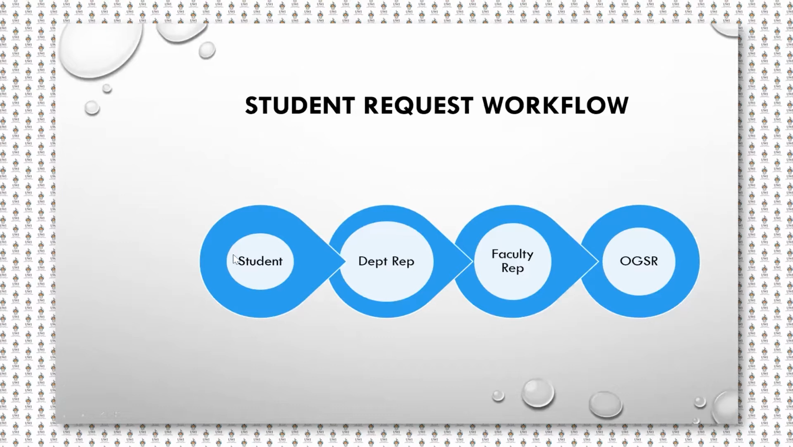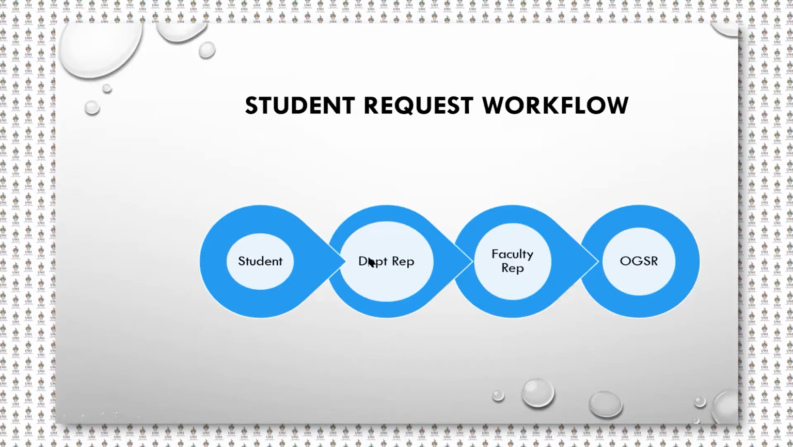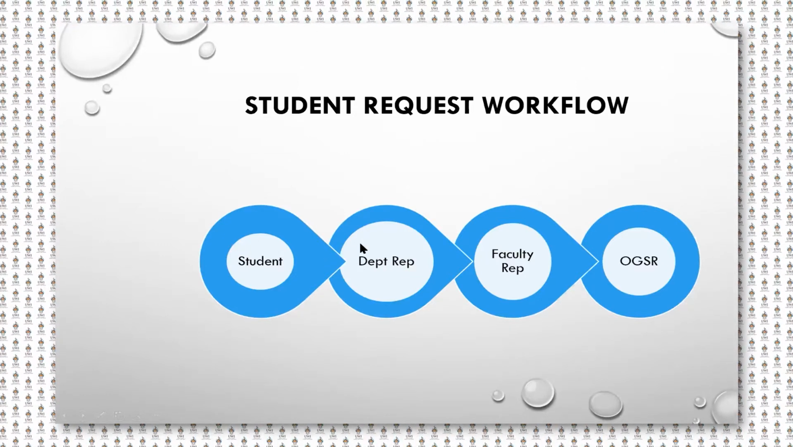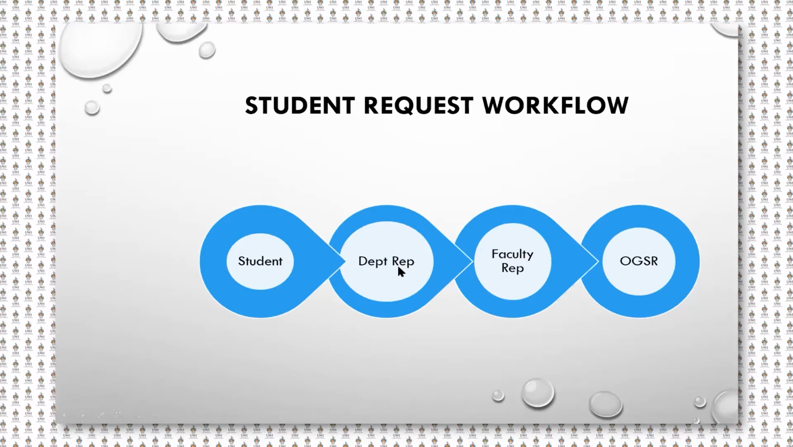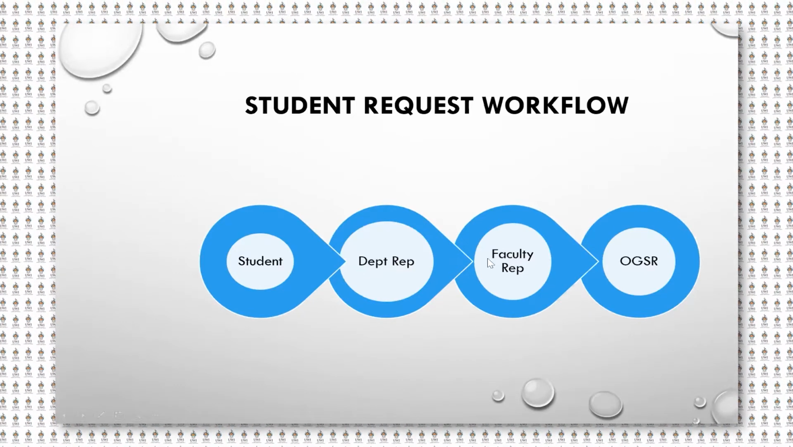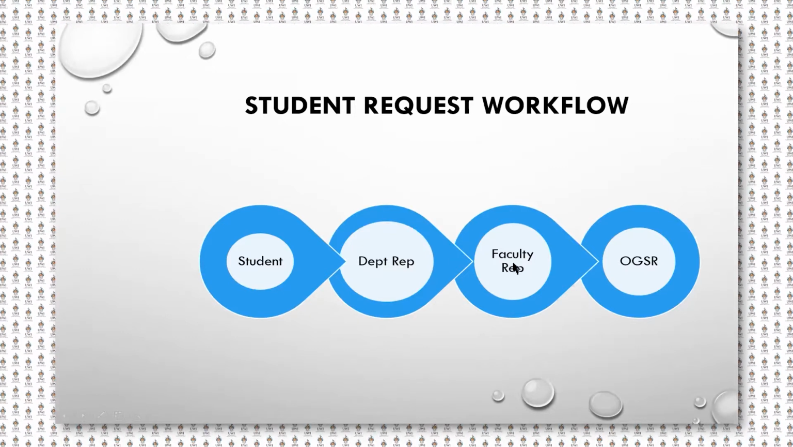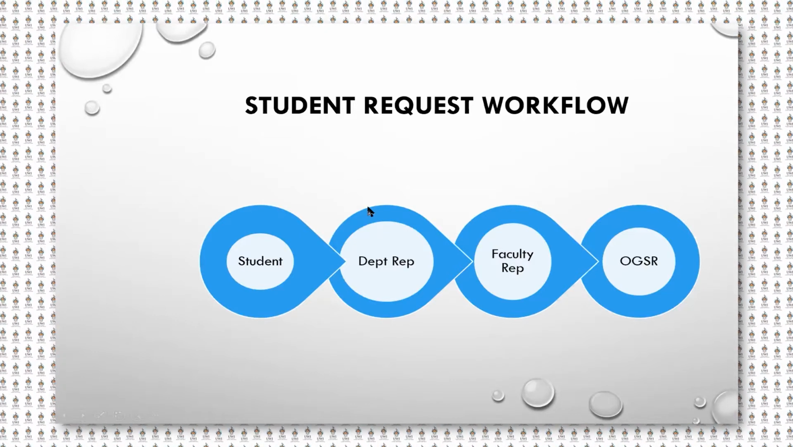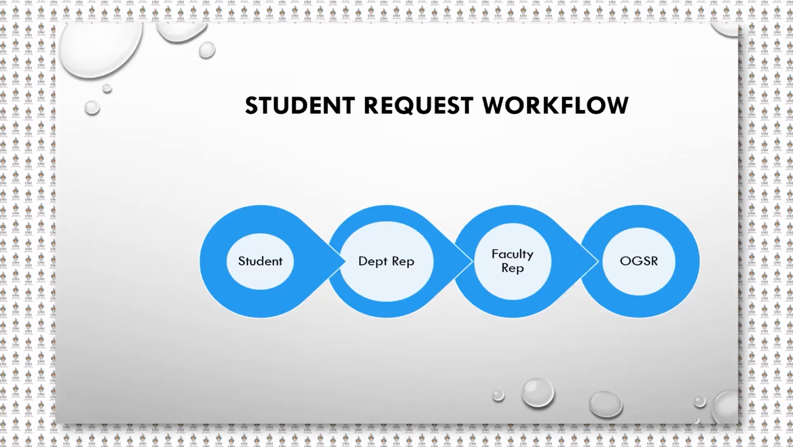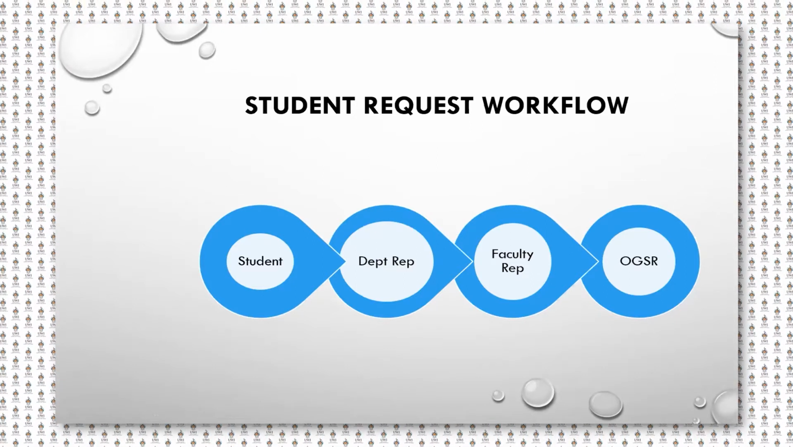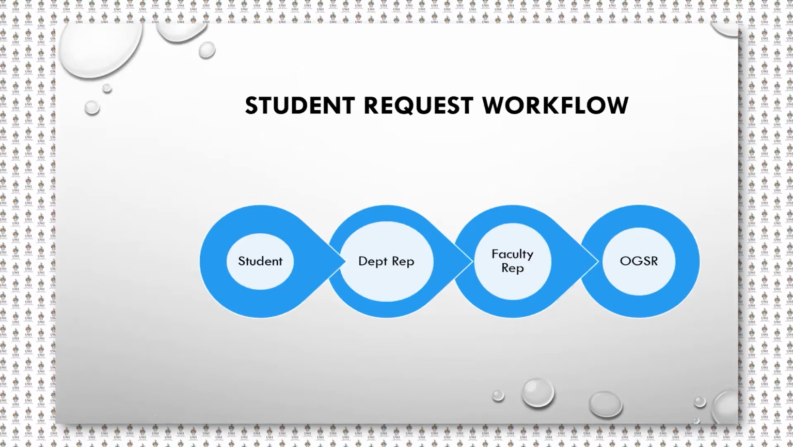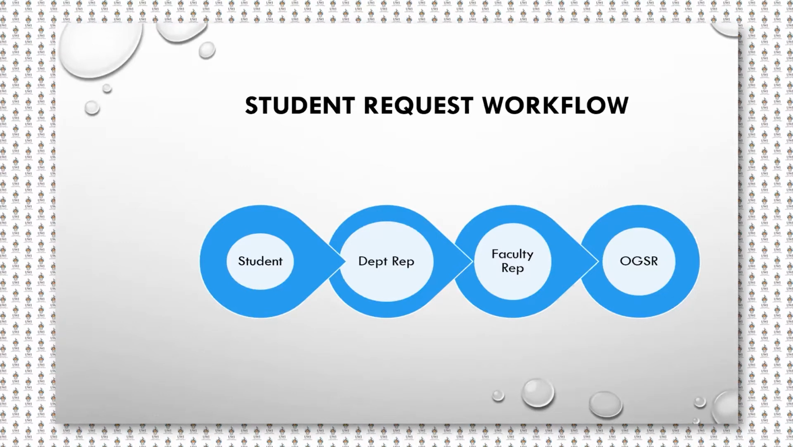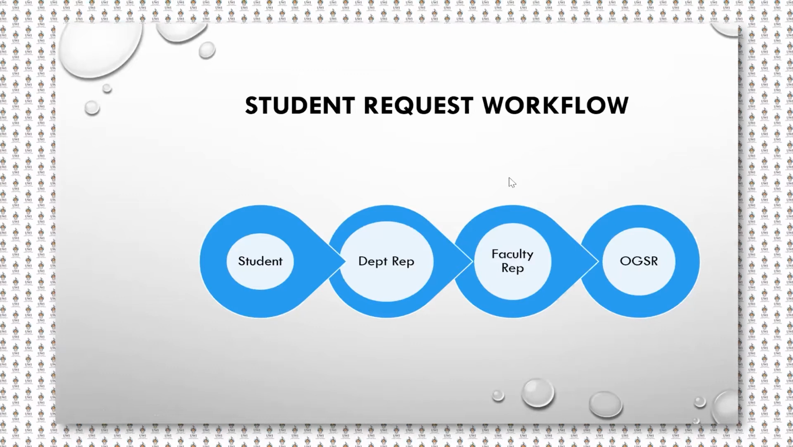After the student has made the request, the workflow is that it goes to the department rep, who approves or denies the request. If approved by the department rep, it goes to the faculty rep, and if approved by the faculty rep, it goes to grad studies. I should point out that this system is currently being used by our undergraduate students. Their workflow is a bit different, but the system is intelligent enough to identify whether a graduate or an undergraduate student is making the request, and will route it accordingly.